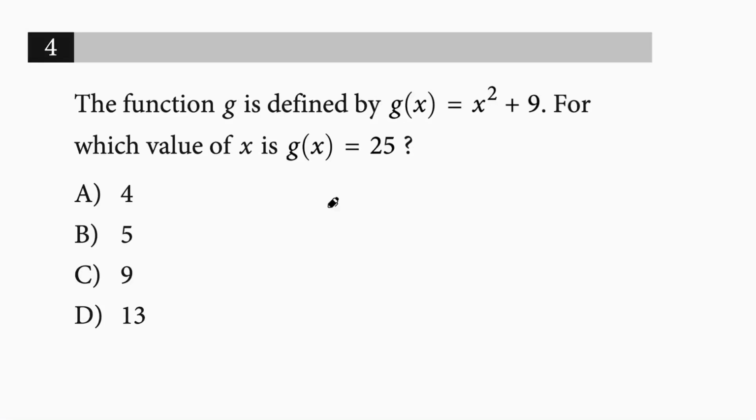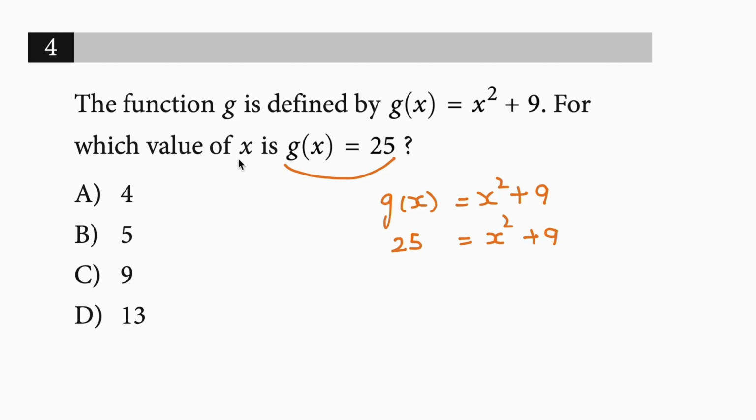Let's continue. Question number 4. The function g is defined by g of x is equal to x squared plus 9. For which value of x is g of x equal to 25? So what is given here? For the equation g of x equals x squared plus 9, g of x is 25. In this question we have to place the value. That is the only check here.